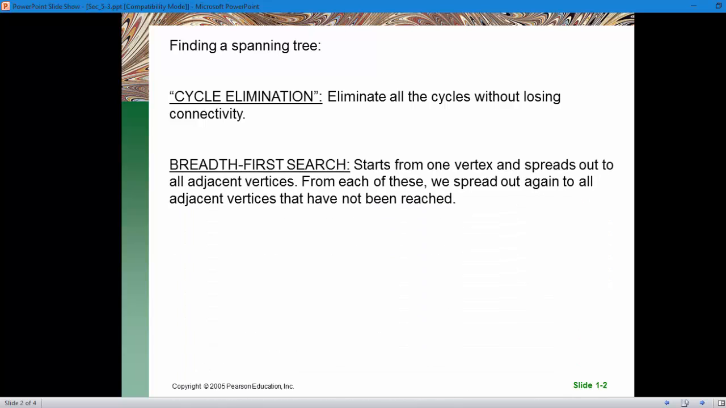And we've seen one algorithm that can do that is the breadth first search algorithm, where you start from one vertex and you spread out to all the adjacent vertices. So from one vertex, you find the first level vertices. From the first level vertices, you find the second level vertices. And then you backtrack from each vertex. And as you backtrack, you highlight the edges, and that will give you a spanning tree from that graph.